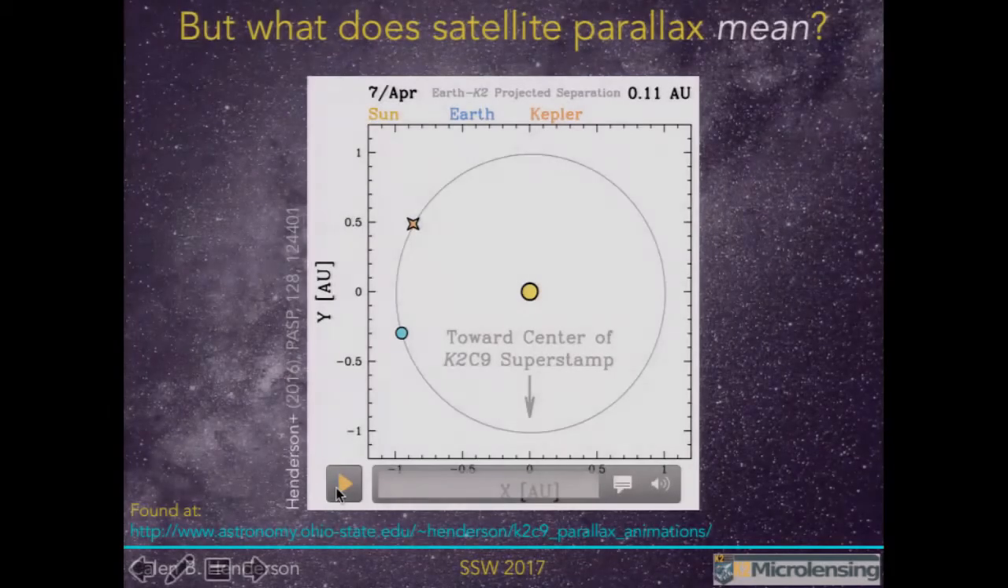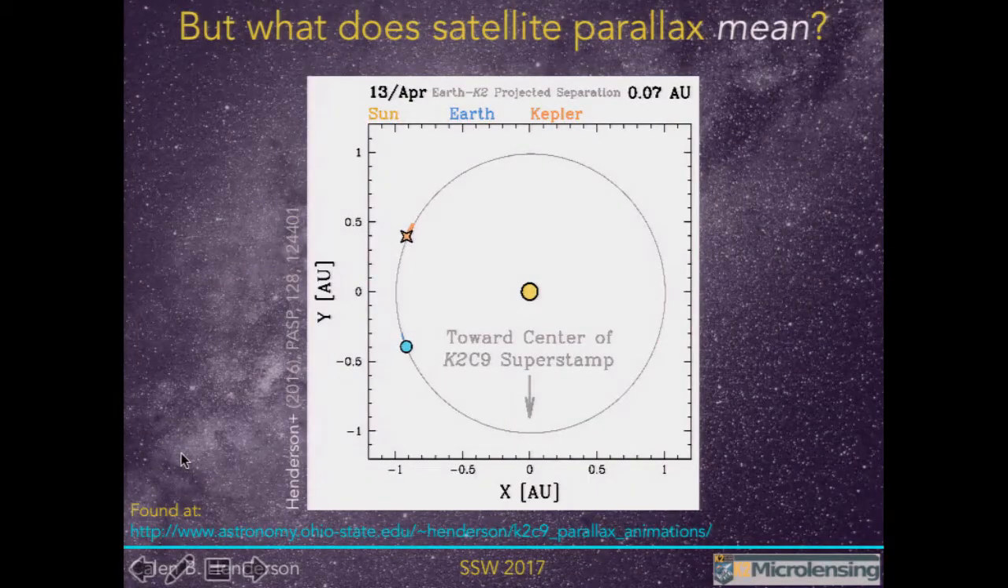So to start the first one, what we're doing is looking at the solar system top down. Yellow is the Sun, blue is Earth, orange is Kepler. And in the top left, I'm just incrementing the dates of K2's Campaign 9.